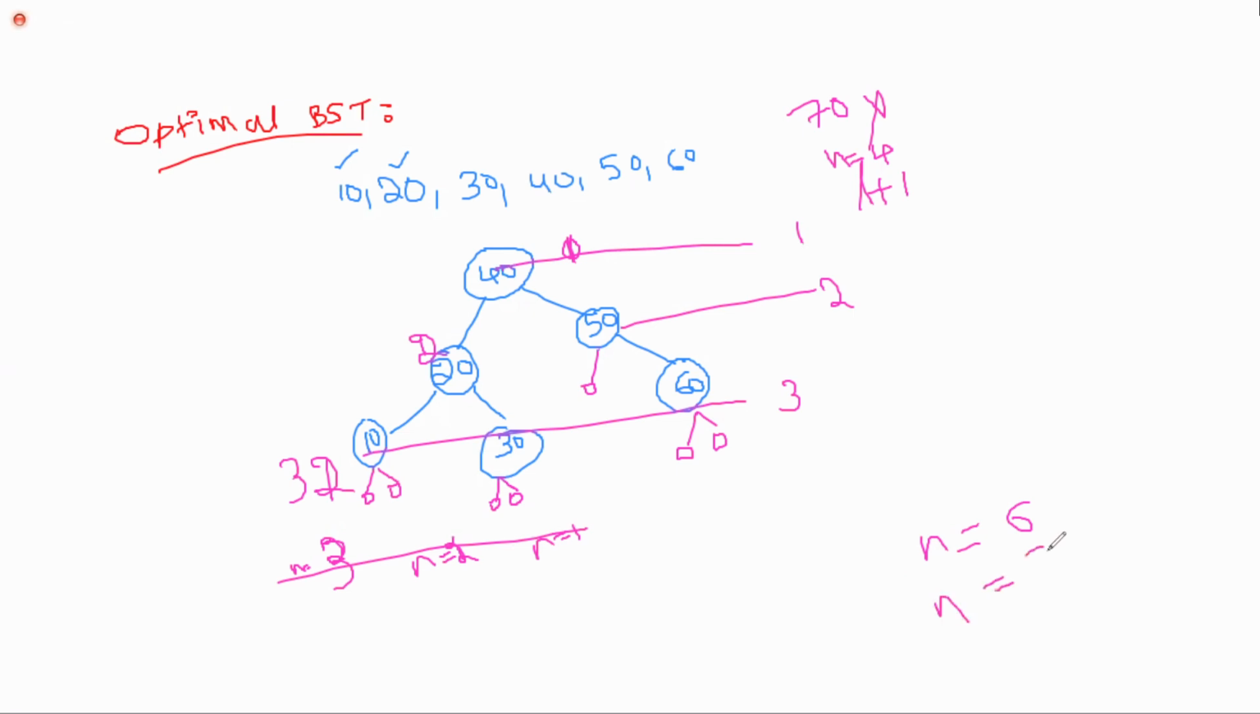Suppose the number of nodes is 6, then the number of square boxes, which represent the null nodes, is n plus 1. Always it is. All the null nodes are nothing but the unsuccessful searches. We will not count the number. So the maximum attempts it will take to search any element is equal to the level. Unsuccessful means we will not count the number. Whenever you reach a square box, it is an unsuccessful search. There is no exact count for an unsuccessful search. So when you reach the square box, it is an unsuccessful search.